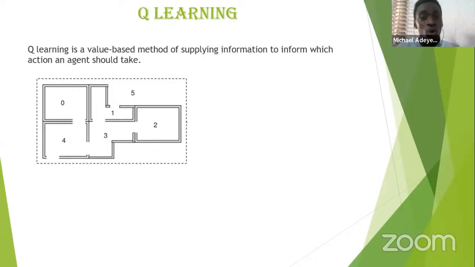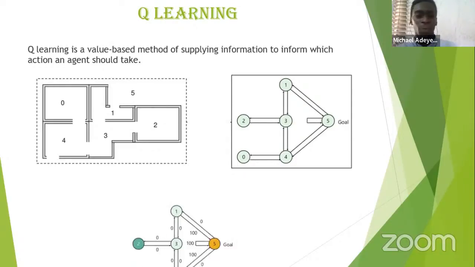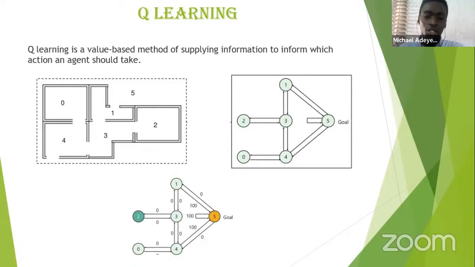So what Q-Learning does is that it supplies information. This is the information it supplies. It is like a map showing the agent how it's going to take its action to get to its goal. You can see if it takes from 2 to 3, from 3 to 1, from 1 to 5, it's going to get to its goal. Or it can take from 0 to 4 and from 4 to 5. That is the shortest route. So this Q-Learning actually helps. It supplies information to this agent on actions to take. Now, this is what Q-Learning does.